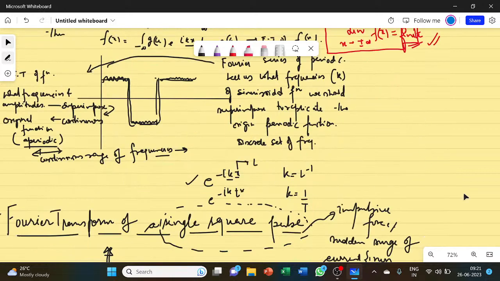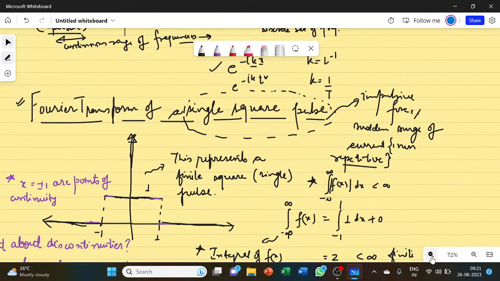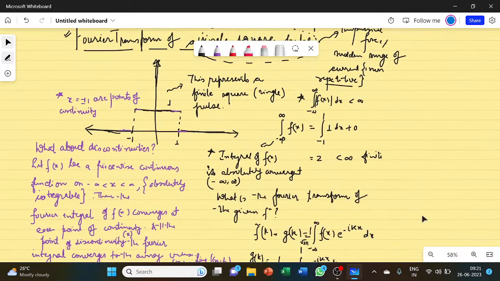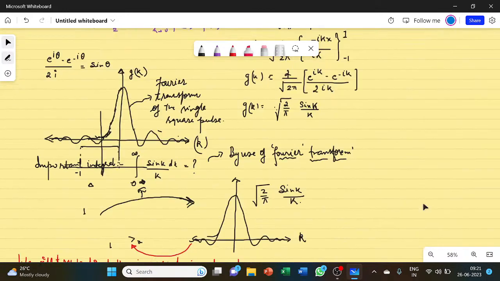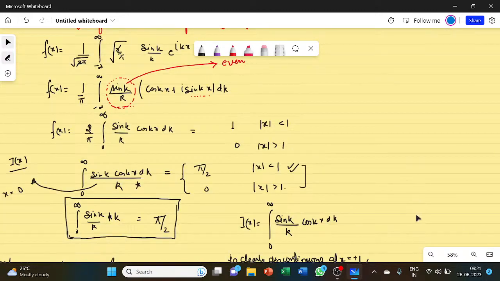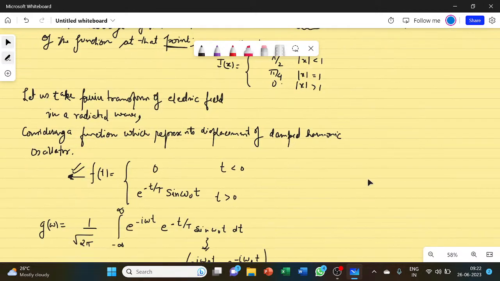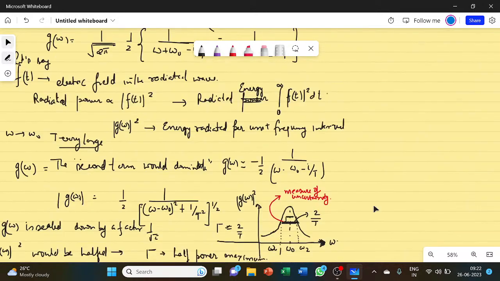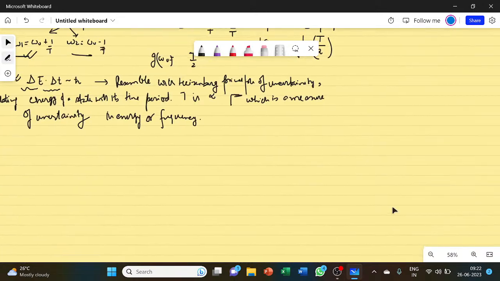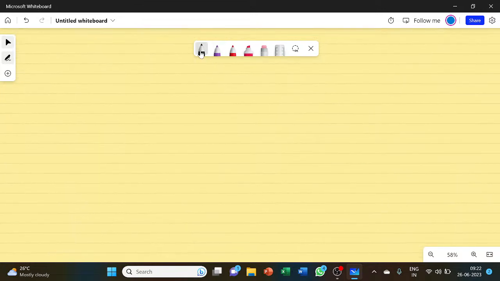Okay, what else we did? We actually derived the Fourier transform of a single square pulse in the last lecture, and we also found the value of a Dirichlet integral using the same. And today we are going to start with some more properties, but let us just write a few things, just a revision of what we've done.